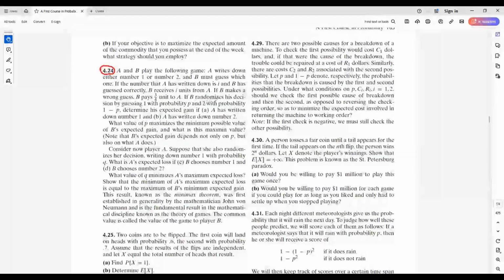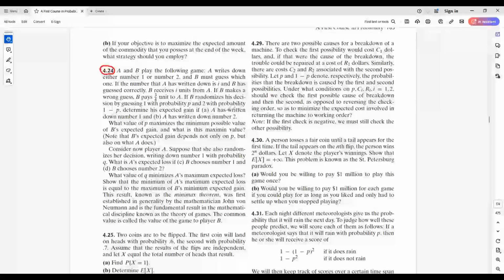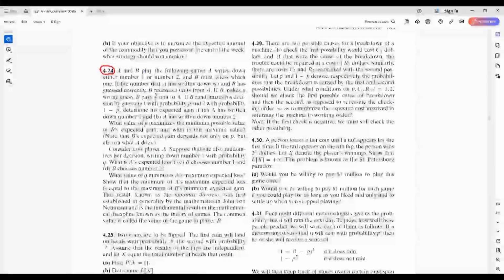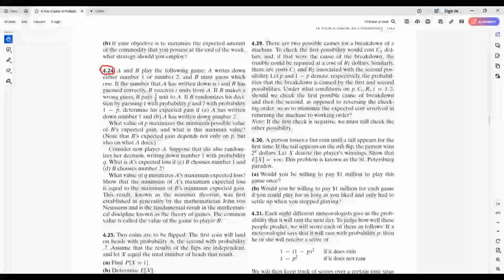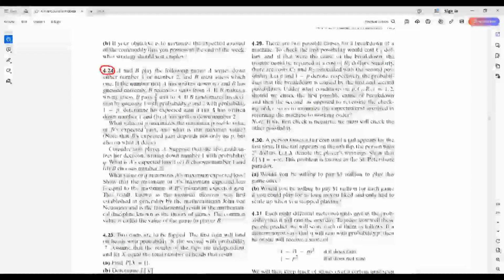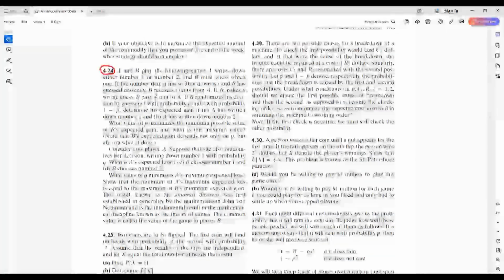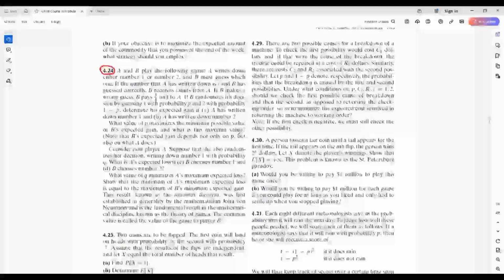If B randomizes his decision by guessing 1 with probability P and 2 with probability 1 minus P, determine his expected gain. If A, the player A has written down number 1, and B, the player A has written down number 2, what value of P maximizes the minimum possible value of B's expected gain? And what is this maximum value?